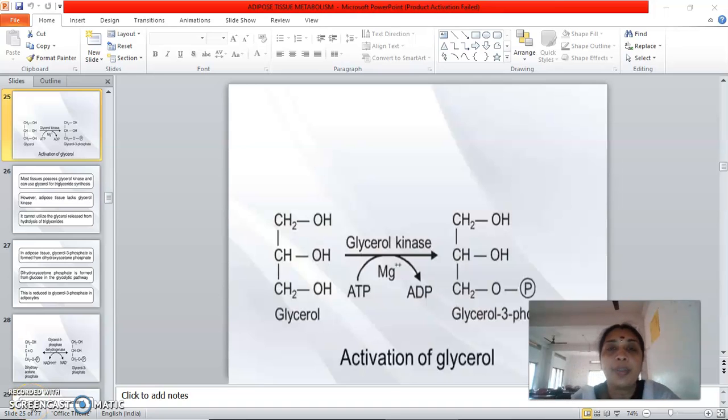Okay, so we have been discussing the metabolism happening in the adipose tissue. What's the significance of adipose tissue? It's one of the major sites where fat is stored in the form of TG. Excess glucose is converted into fat, and finally it is stored in the form of triacylglycerol. So, one of the major sites is adipose tissue.